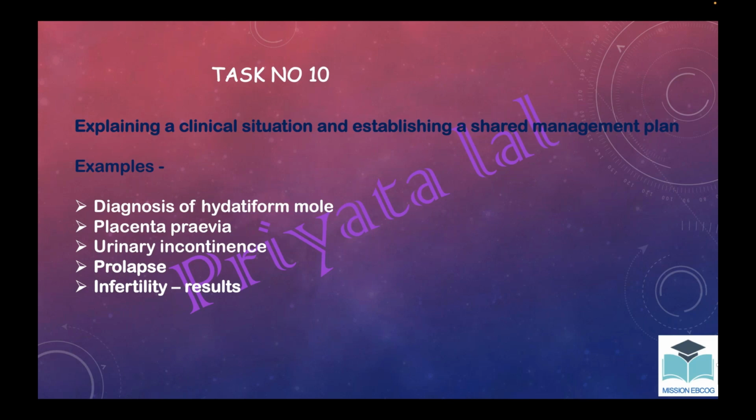So now task number 2, though I have already explained, examples could be diagnosis of hydatidiform mole, placenta previa, urinary incontinence, prolapse, infertility results. Whatever kind of situation they have given, you have to explain it and come up to a shared management plan. Now I have made a small presentation of basic technical skill, one obs and one gynae. Let me go through it.